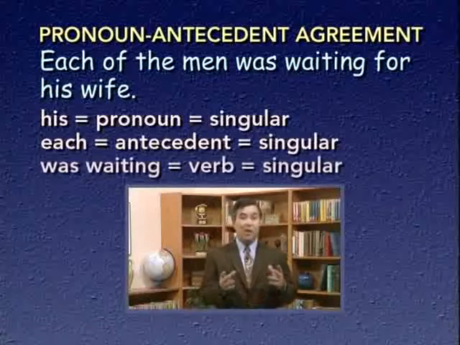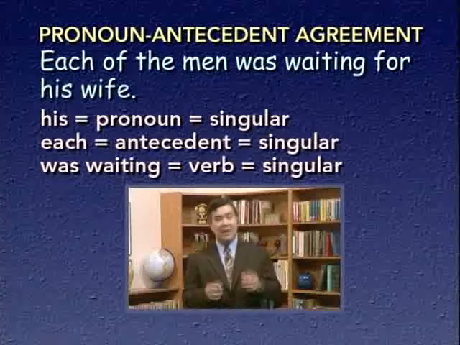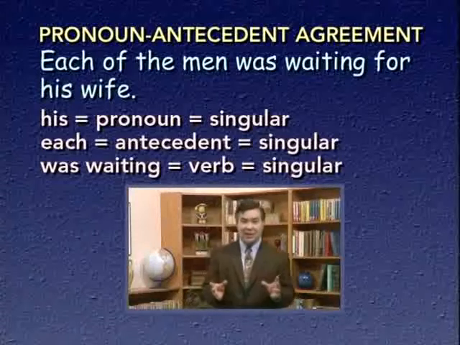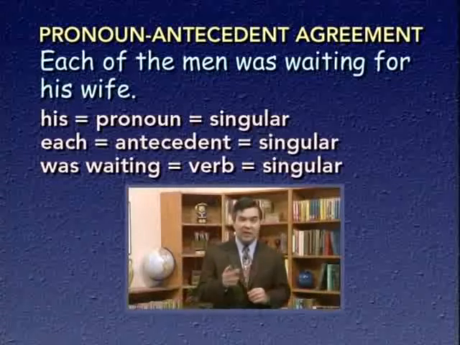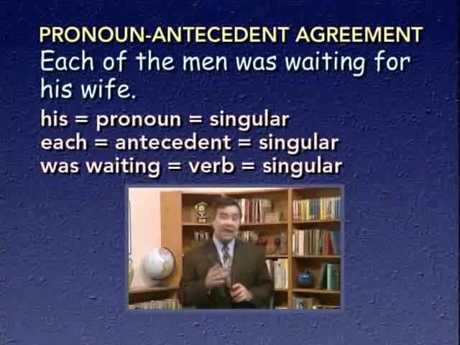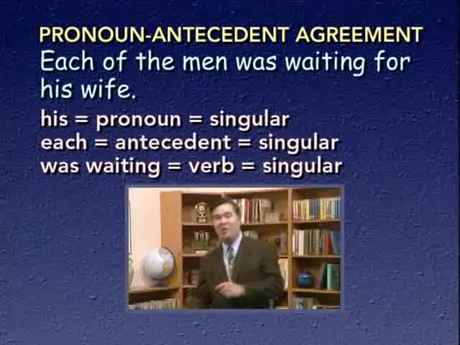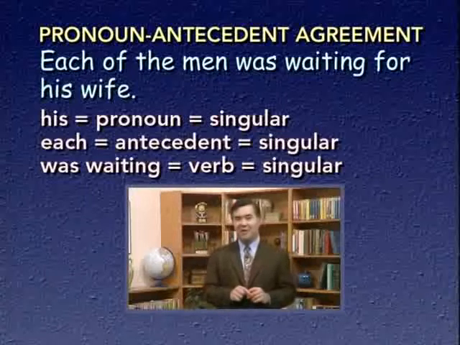Notice, too, that the verb was waiting is also singular, and that's also correct. So the entire sentence is singular. Each is a singular indefinite pronoun. The singular verb was waiting is correct, and the singular pronoun his, referring back to each, is also correct.